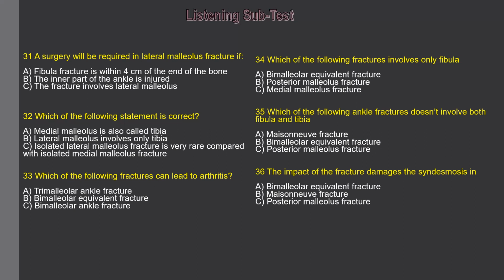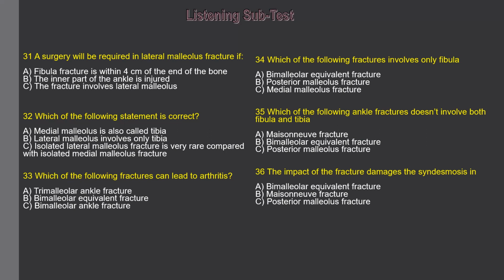Posterior malleolus fracture involves only the tibia. This is a rare injury in isolation. Fractures of the posterior malleolus generally occur in association with bimalleolar ankle fractures. In such a case, the injury is called a trimalleolar ankle fracture.